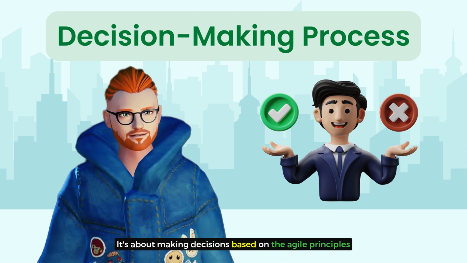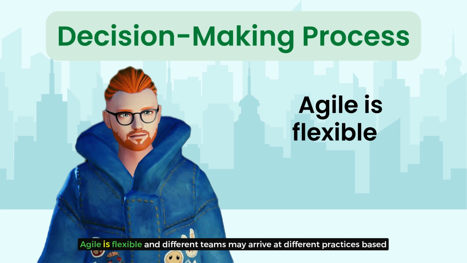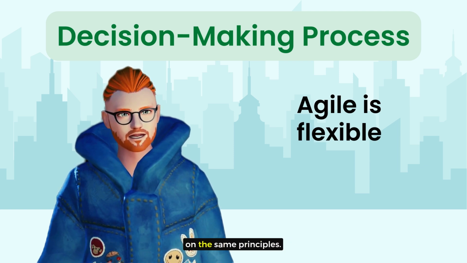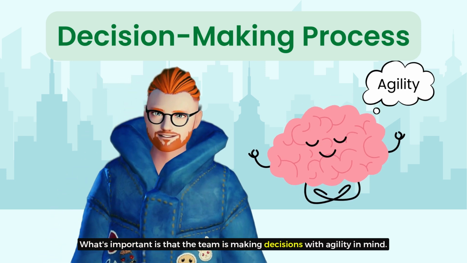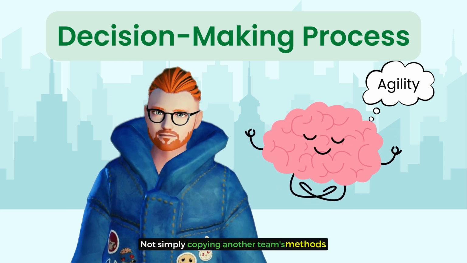It's about making decisions based on the agile principles and values that your team believes in. Agile is flexible, and different teams may arrive at different practices based on the same principles. What's important is that the team is making decisions with agility in mind, not simply copying another team's methods.